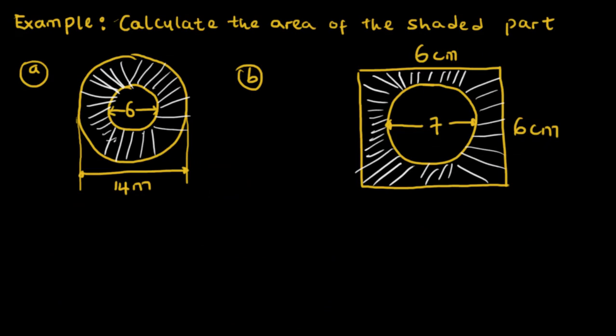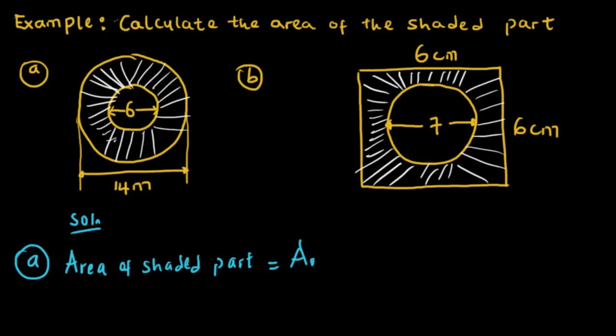So we've got to calculate the area of the shaded part. Let's do A first. Remember, area of the shaded part is just the area of the bigger shape minus the area of the smaller shape. So for A, we've got 2 circles. We've got a big circle and a smaller circle. It means that the area of shaded part equals to area of big circle. I'm going to represent it as BC, big circle, minus area of small circle.